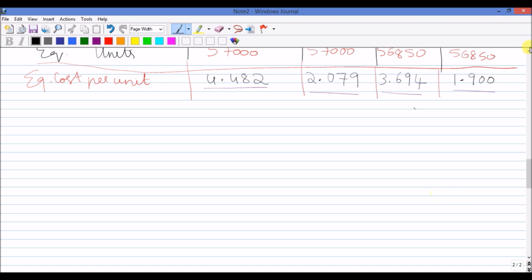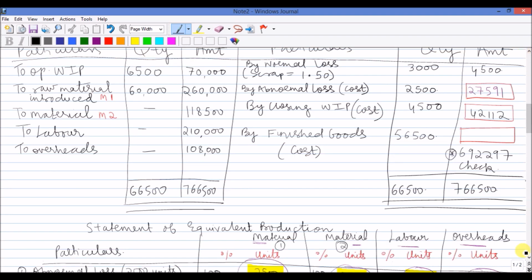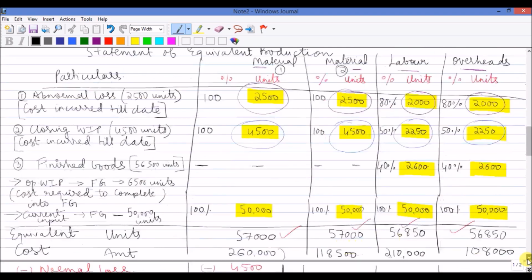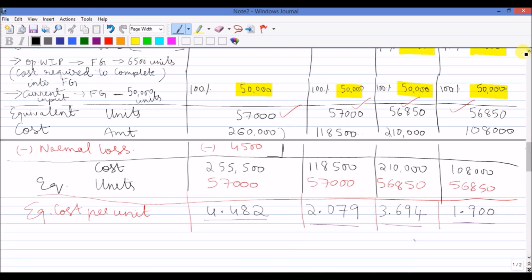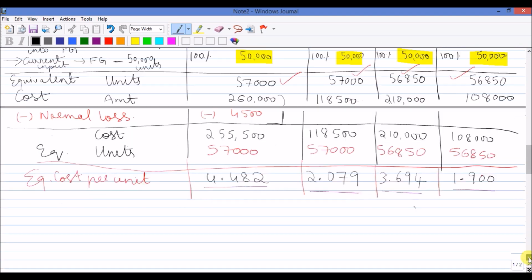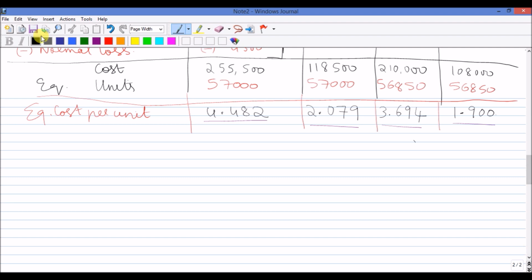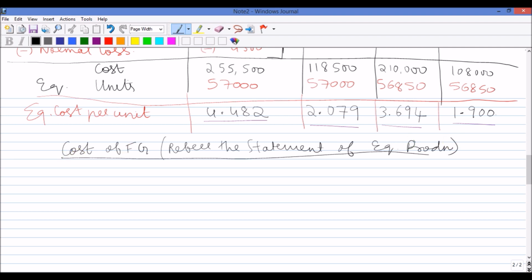Okay, so now what we are going to do is we need to find the cost of the finished goods. So we are going to prepare the cost of finished goods, and we have to refer to the statement of equivalent production.